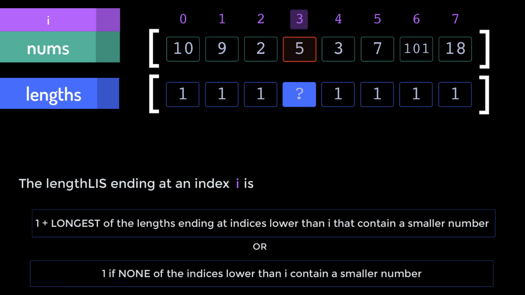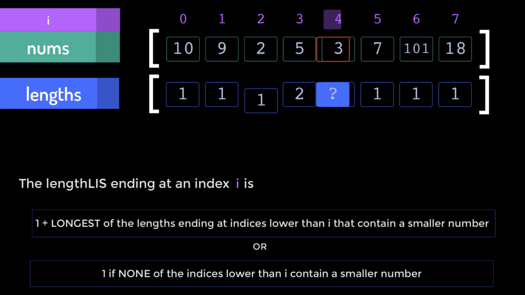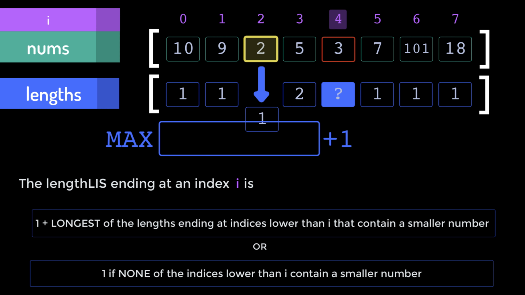Next I equals 3, and this time when we look to the left for smaller numbers, we find the 2 at index 2, which has a length of 1. Since we only found one smaller number to the left, its length is the longest, so we add 1 to this length to find that the length of the longest increasing subsequence ending at index 3 is 2. Next I equals 4, and when we look to the left, again we find the 2 at index 2. So the length of the longest increasing subsequence ending at index 4 is 2.